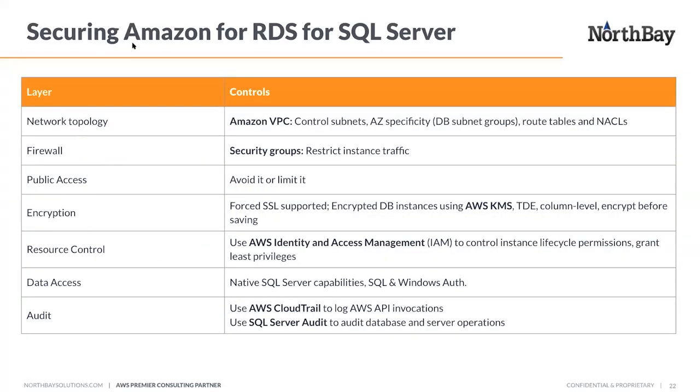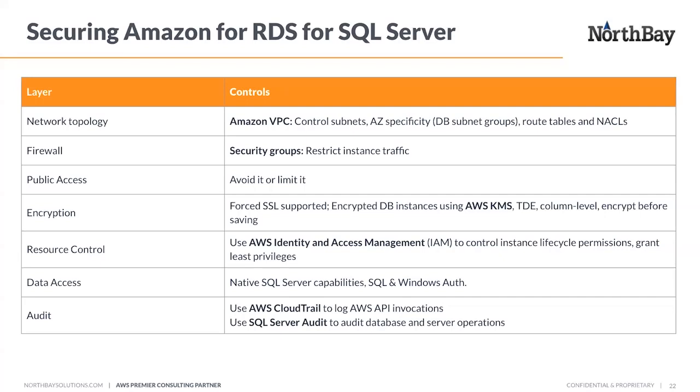Securing Amazon RDS for SQL Server, some of the key controls which we need to worry about. Network topology. If it's a VPC you are setting up, you need to control the subnets, AZ specificity, that is, which route tables, NACLs. If you are not a network person, you may seek help from one, because if you configure these things incorrectly, you might be introducing some security gaps there, right?